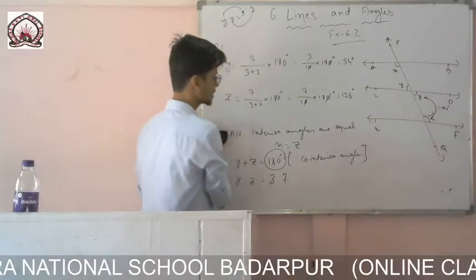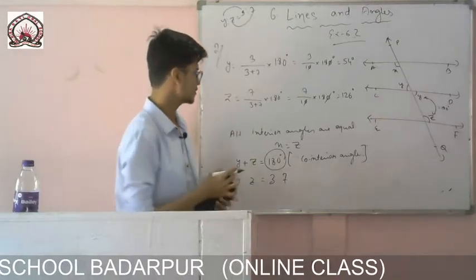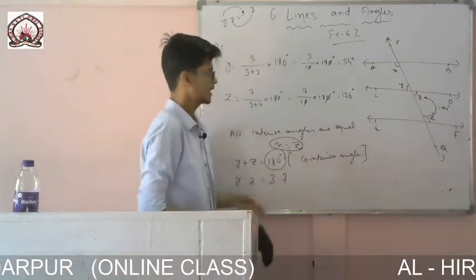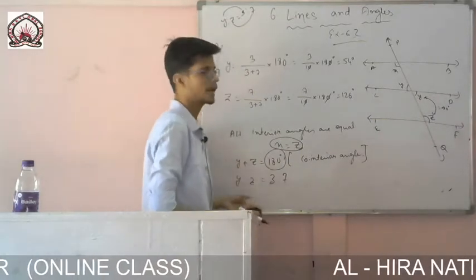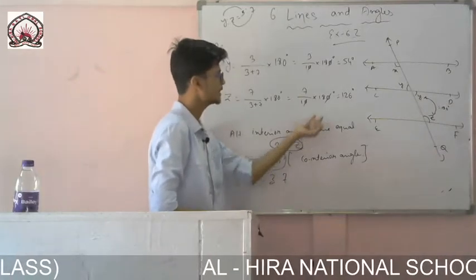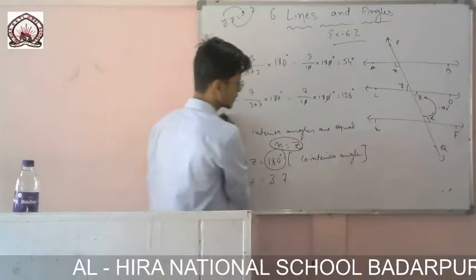Okay, now the question is to find the value of x. So now you see what we have done earlier. I have shown that x and z are alternate interior angles. That means they are equal. So if the value of z is 126, then the value of x will also be 126.